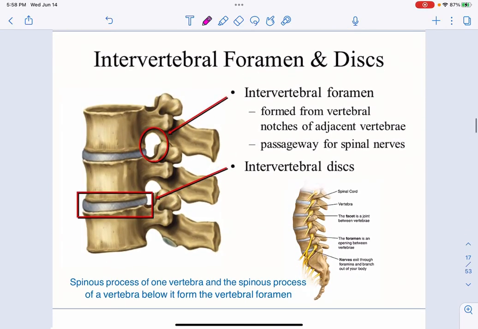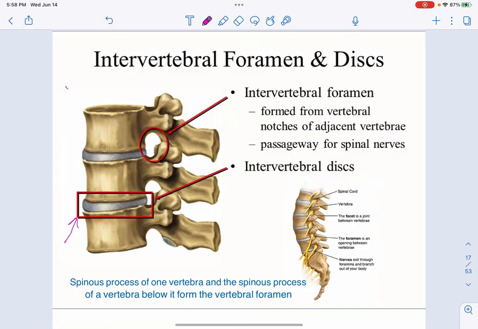All right, let's talk about a couple other things before we move on and talk about the sacrum. So I wanted to point out, I'm going to talk about the intervertebral discs, which are fibrocartilage that is in between each of the vertebrae to act as a shock absorber. We'll come back to that.